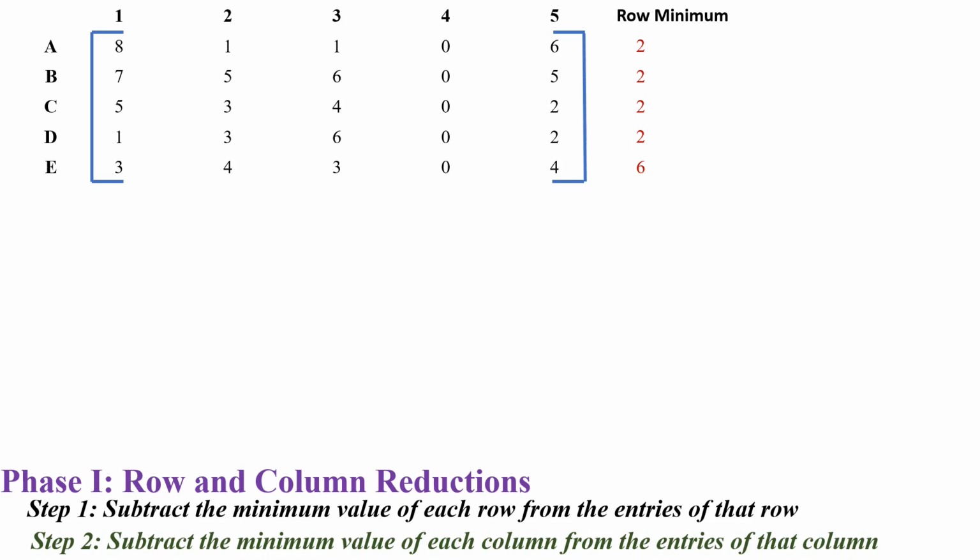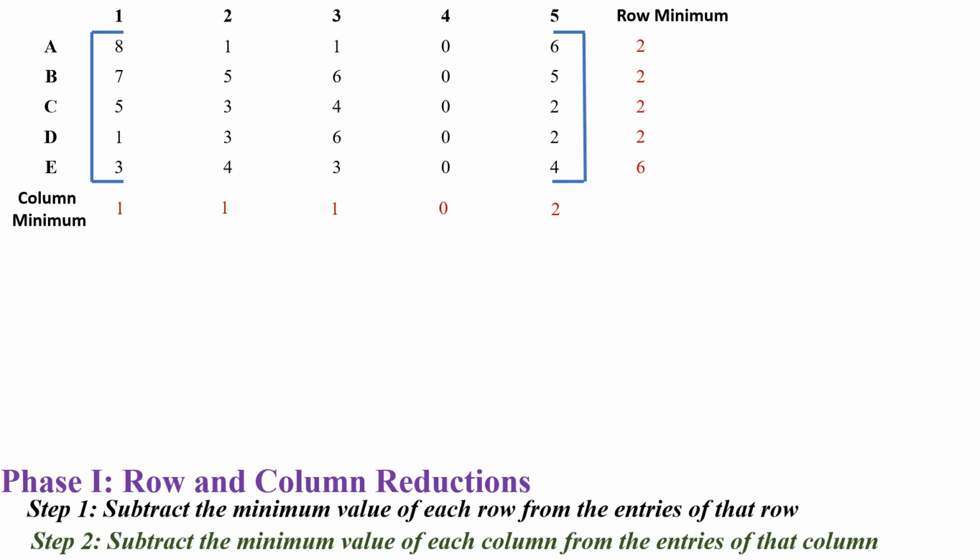So first we have to determine the minimum value in each column. In the first column the minimum value is 1. In the second column the minimum value is 1. In the third column, 1. In the fourth column, 0. Similarly, in the fifth column the minimum value is 2. Then subtract the minimum value in each column.